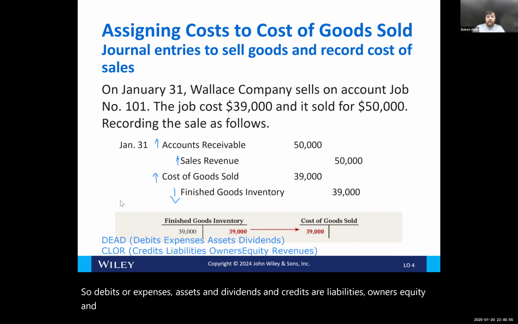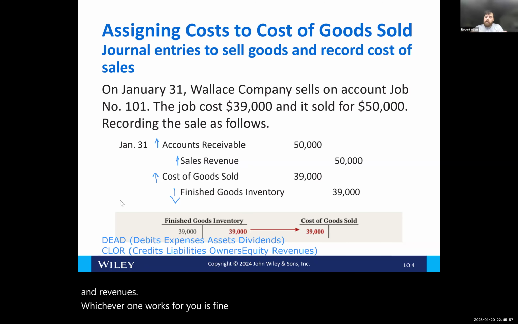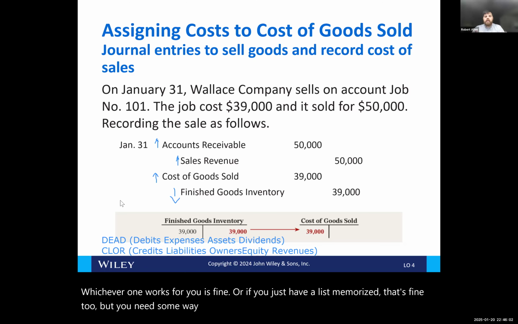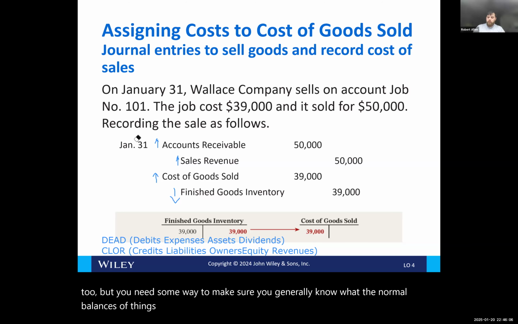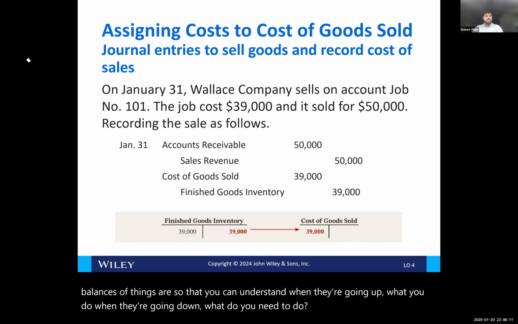Whichever one works for you is fine. Or if you just have a list memorized, that's fine too. But you need some way to make sure you generally know what the normal balances of things are so that you can understand when they're going up, what you do, when they're going down, what do you need to do. Okay, that's finished. We'll go ahead and move on.